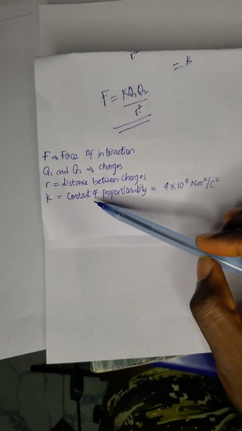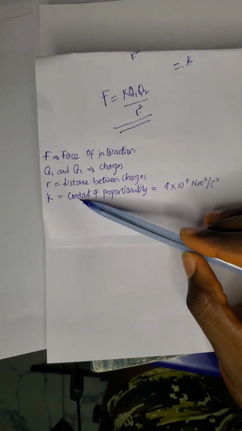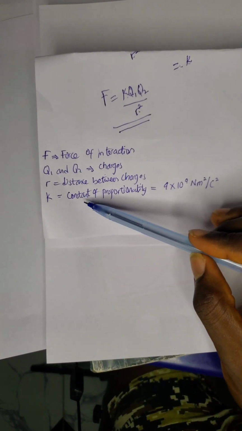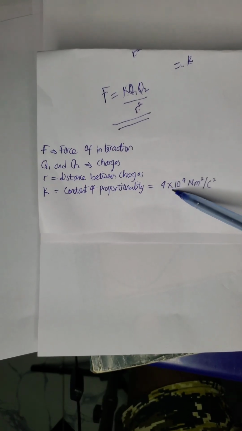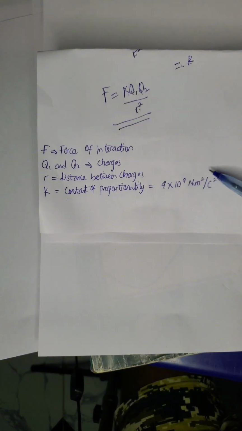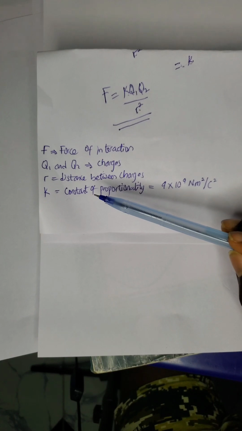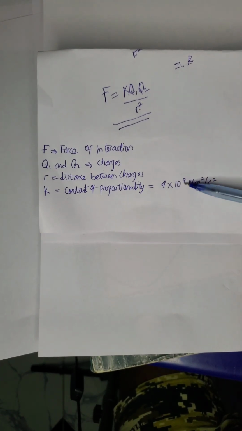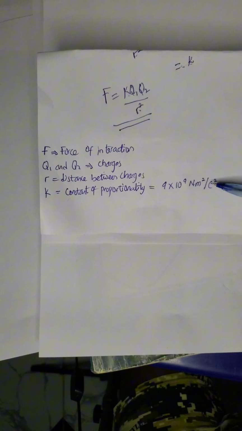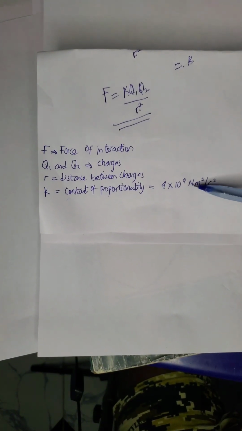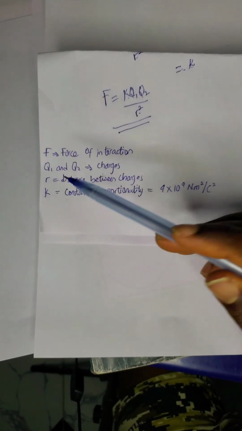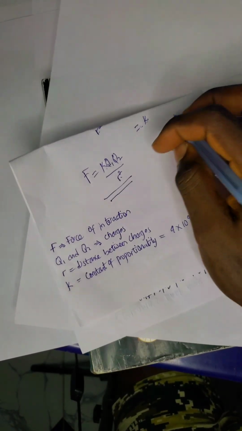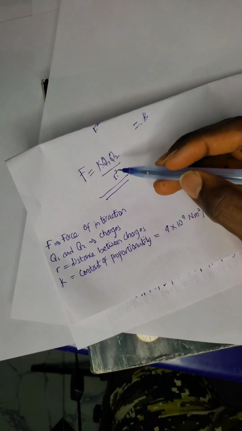While K is a constant of proportionality. Take note, it's a constant. So its value is something that's already defined. And the value is 9 times 10 to the power of 9 Newton meter square per Coulomb square. For the value, I repeat, is 9 times 10 to the power of 9 Newton meter square per Coulomb square. Do you know how we got Newton meter square per Coulomb square as the unit for the constant of proportionality? This is how. It's just by making K the subject of the formula.